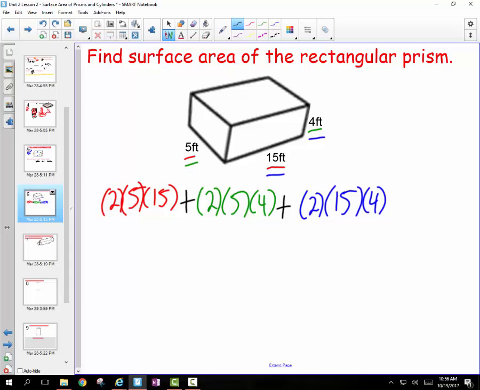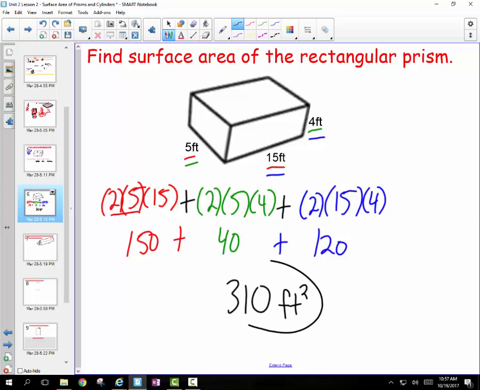Nice thing here is commutative property says I can do these in any order that I want, but I see 2 times 5, which is 10, and 15 times 10 is 150. On the next one, I see 2 times 5 is 10, and 10 times 4 is 40. And then on the last one here, I see 2 times 15, which is 30, times 4 is 120. And we're going to add all of these up. And so I have 150 plus 40 plus 120, and I should get a total of 310. 310 what? Well, it's surface area. Area is always labeled in units squared, so it's 310 feet squared.